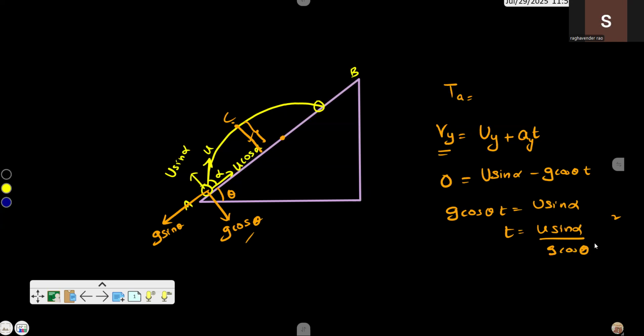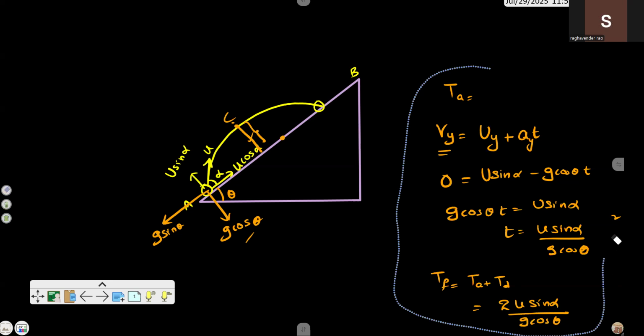Anyhow, time of ascent would be equal to time of descent. So time of flight is equal to time of ascent plus time of descent, which is 2u sine alpha by g cos theta. Any doubt in this? So this is how we can write all the equations pertaining to projection on an inclined plane. Next, let us write the final equation, that is range.